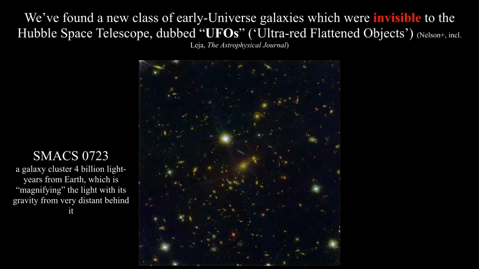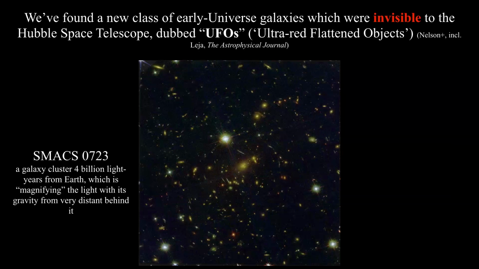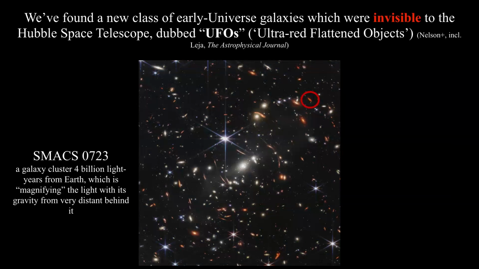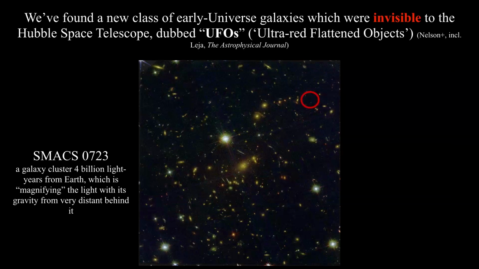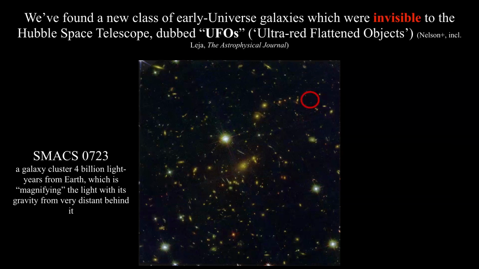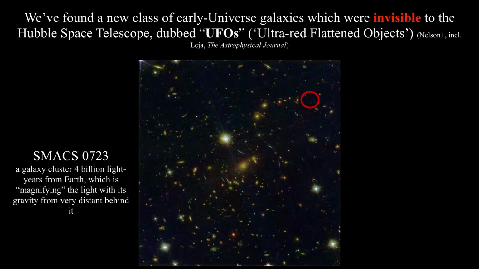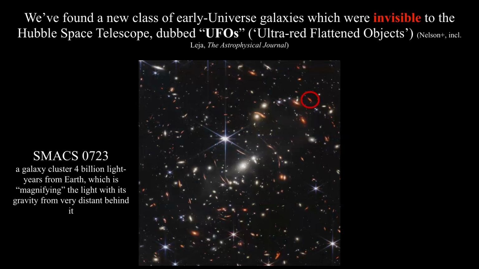Some of them are pretty big and bright. Up here, watch this one. Right? This one literally comes out of the void. So we discovered these things in the early Webb data. The lead author dubbed them UFOs. NASA does not approve. This, of course, stands for ultra-red flattened objects.